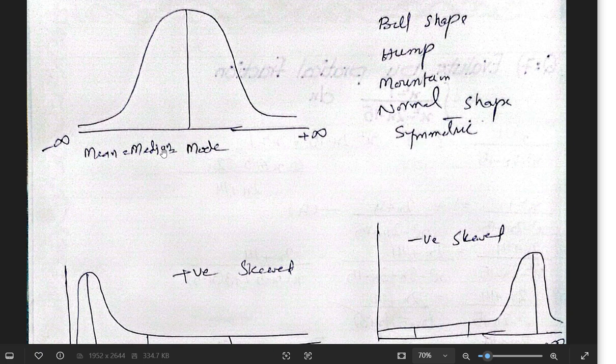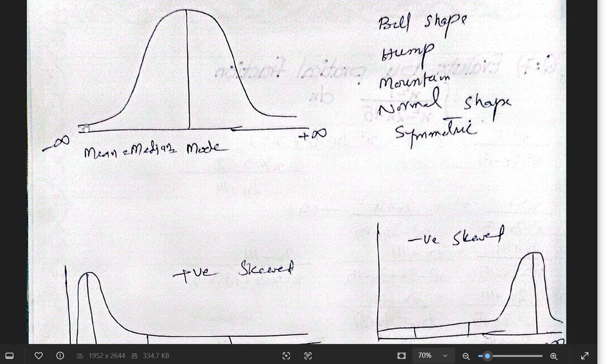But here in this particular case, mean and median are also equal to mode, and that lies in the center of this one. Okay, that's why it is known as normal shape. Now, why do we call it normal? Because every normal phenomenon follows this shape.